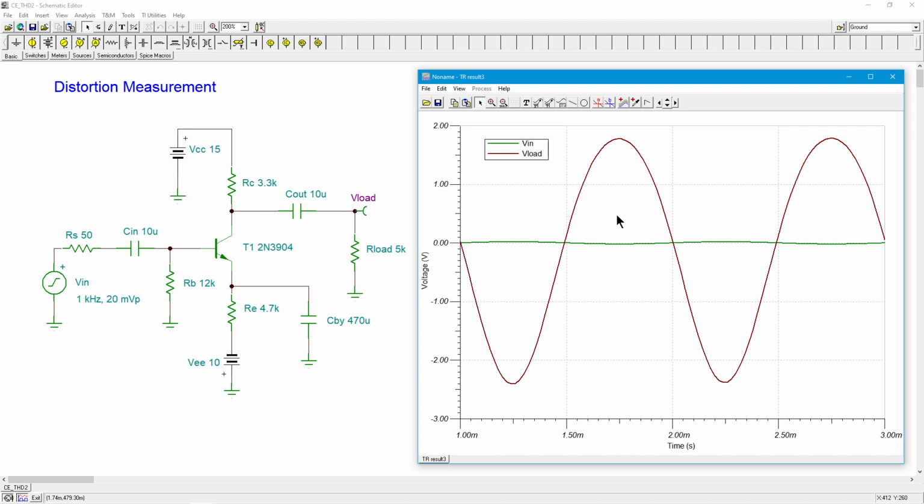Now, if you have something that does not have half-wave symmetry, and this wave does not have half-wave symmetry, what that means is there must be at least one, probably more, but at least one even harmonic.